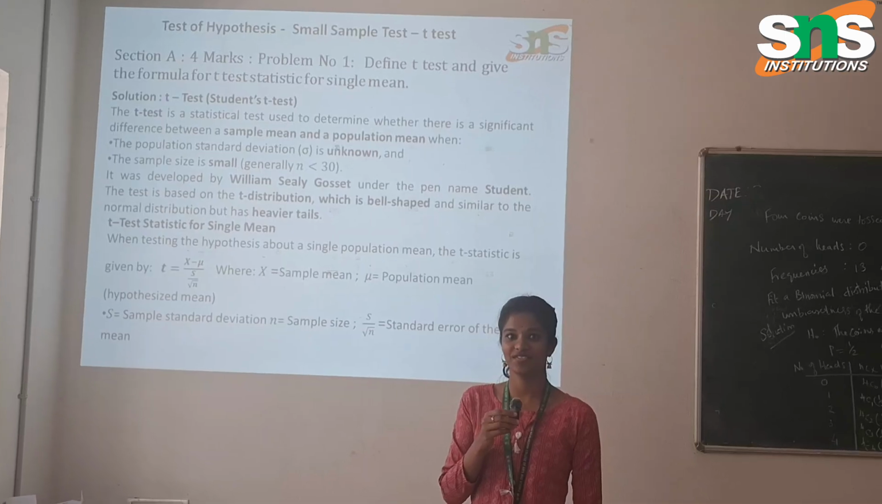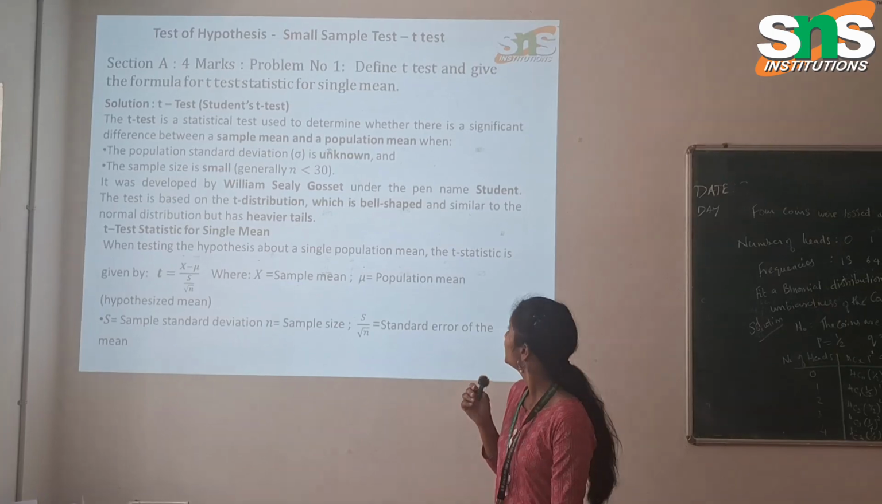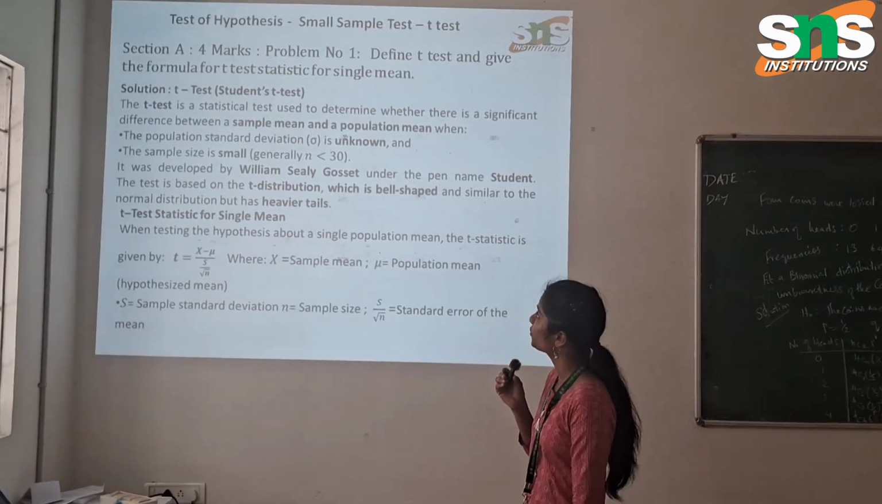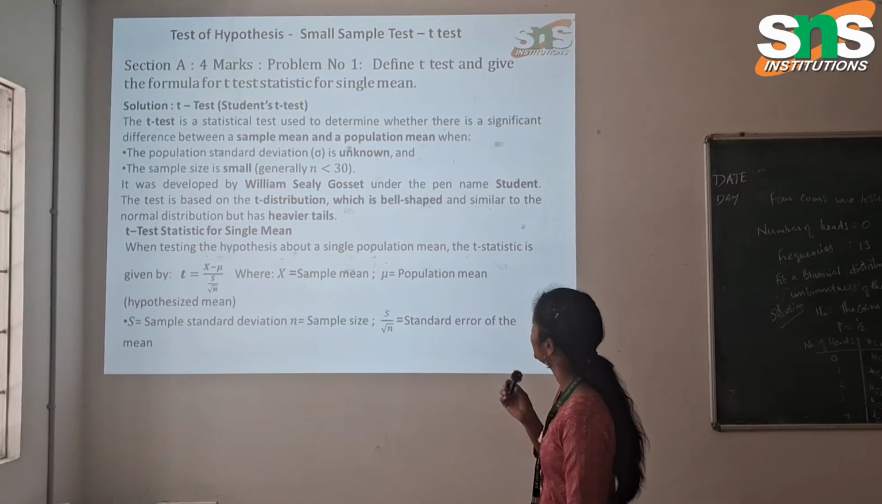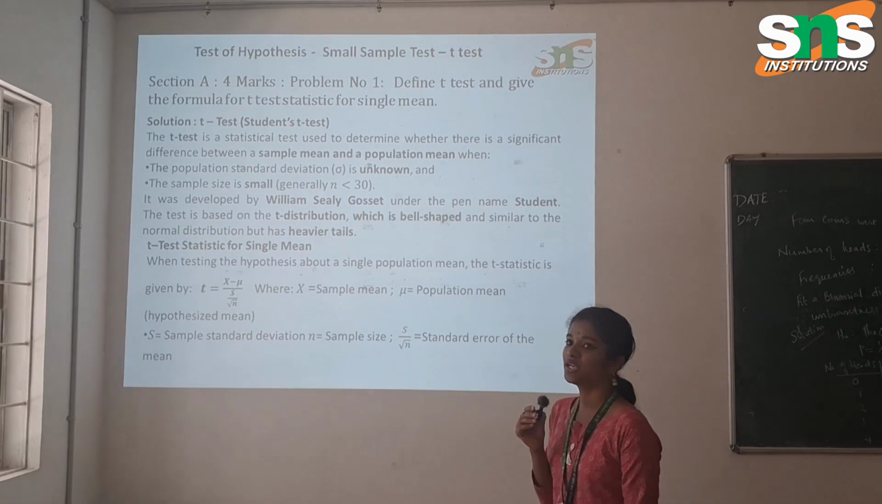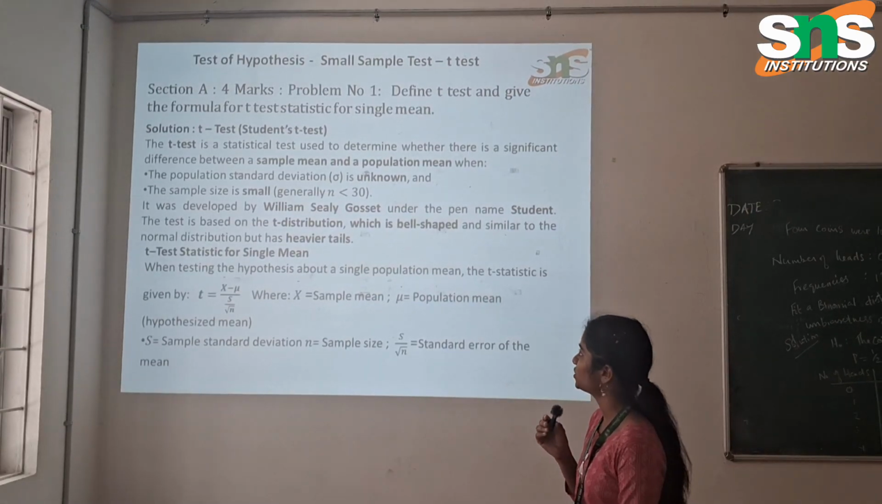Everyone, myself Anita. Let's see about the test of hypothesis, small sample test, t-test. Section A, 4 mark, problem number 1. Define t-test and give the formula for the test statistic for the single mean. Let's see the solution. T-test, Student's t-test.